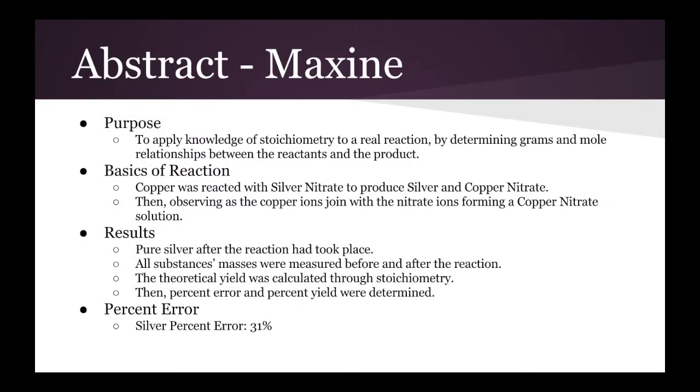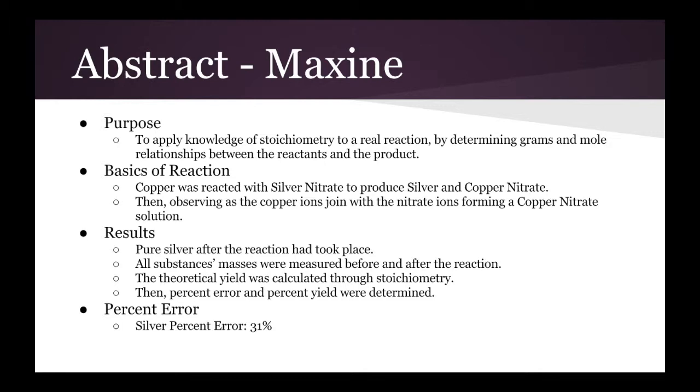The purpose was to apply knowledge of stoichiometry to a real reaction by determining grams and moles relationships between the reactants and the products. The basics of the reaction were as such. Copper was reacted with silver nitrate to produce silver and copper nitrate. Then, observing as copper ions join with nitrate ions forming a copper nitrate solution. The results of the reaction consisted of pure silver after the reaction had taken place.